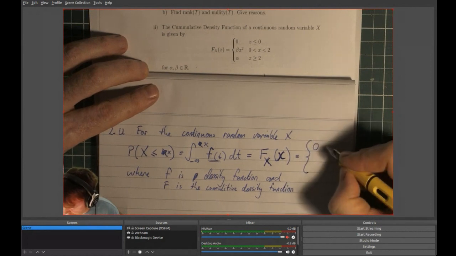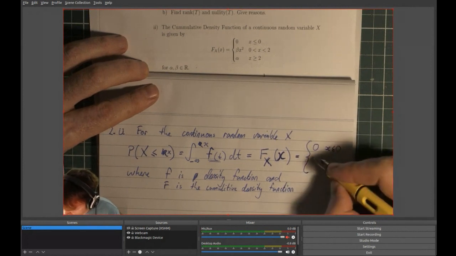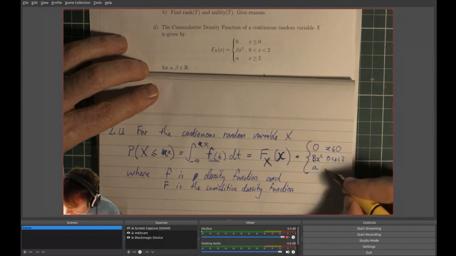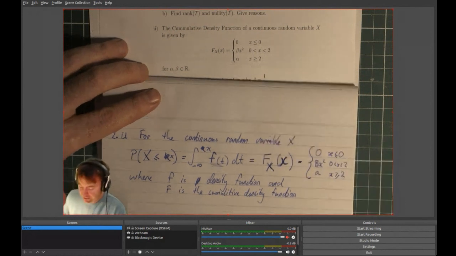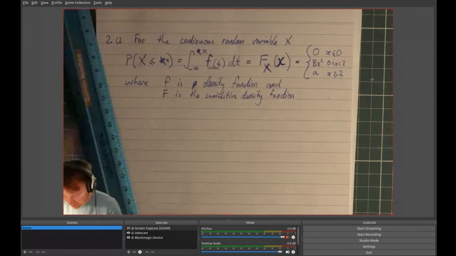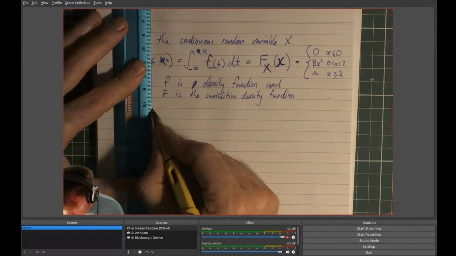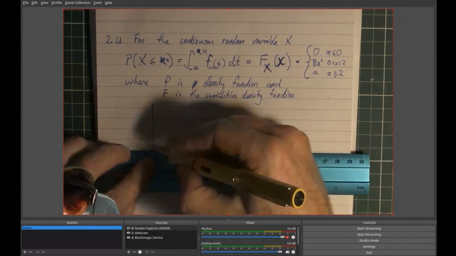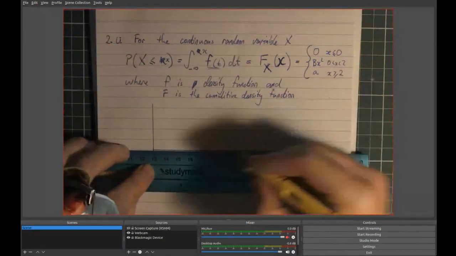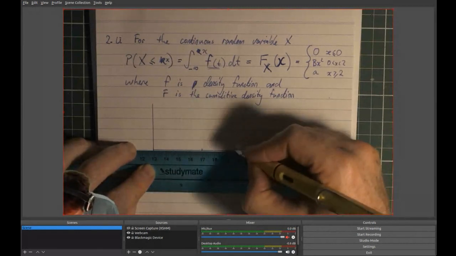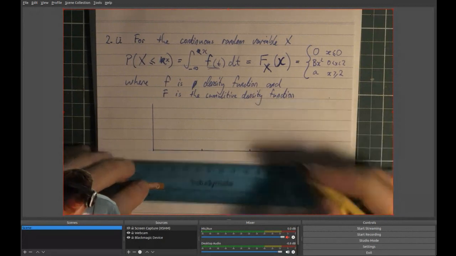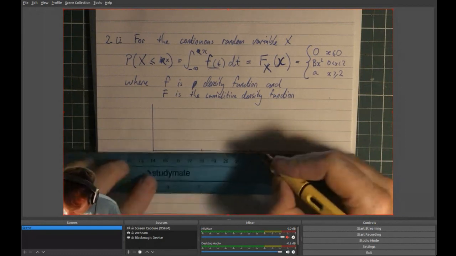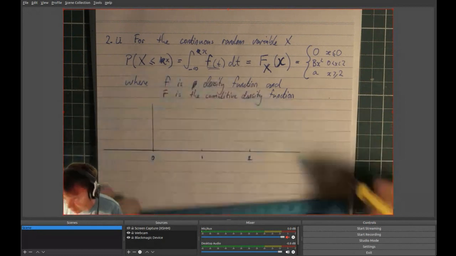It's going to be 0, where x is less than or equal to 0. Beta x squared, where 0 is less than x is less than 2. And alpha for x greater than or equal to 2. And I'm even going to draw that, just because I'm just that way inclined. So let's go. And so that's 0, 1, 2. Theoretically, there's 0 values off here as well. Don't really care about those though.